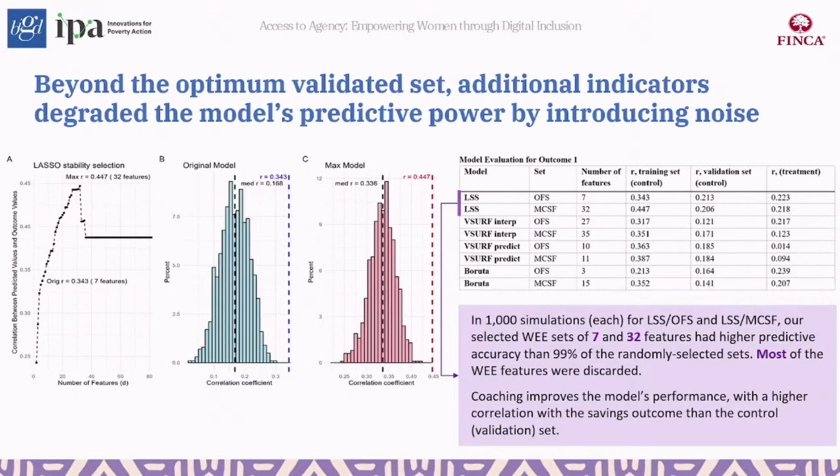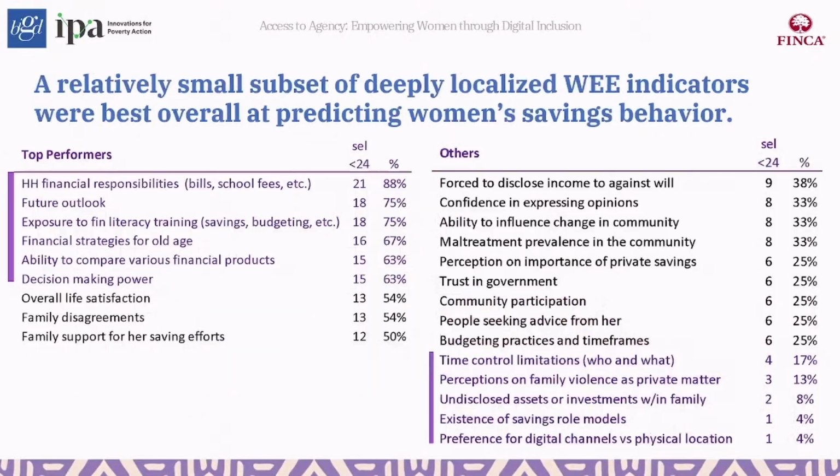And I'm not going to dwell on this too much, but yes, we did find that the correlation was better when we ran it in the treatment set than in the validation set. So this tells us that coaching actually did have an observable effect on strengthening the linkage between savings and women's empowerment. So now, I know you guys are like, okay, enough of that. What was the end result of all this? So let's go ahead, one more slide.